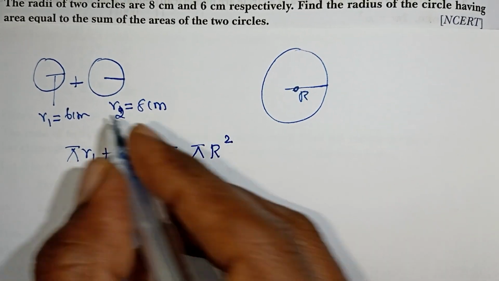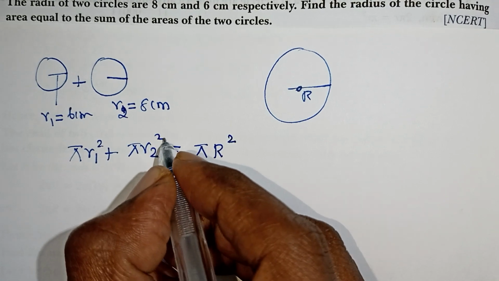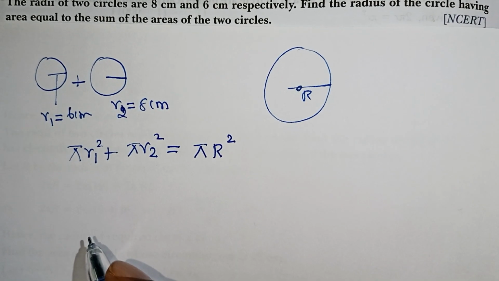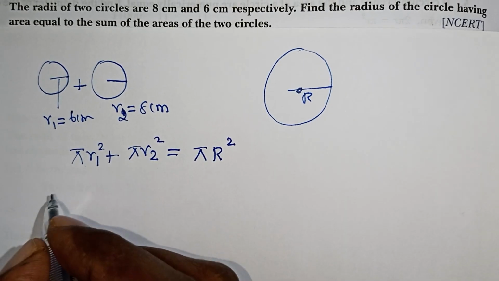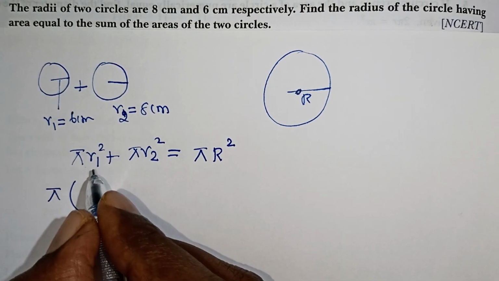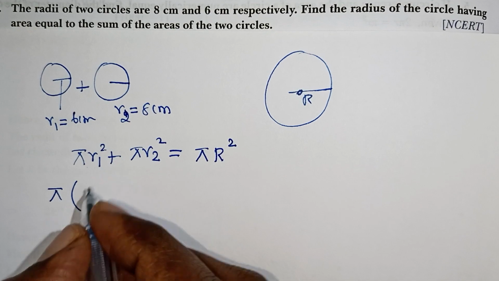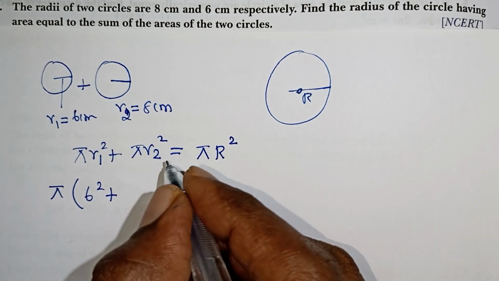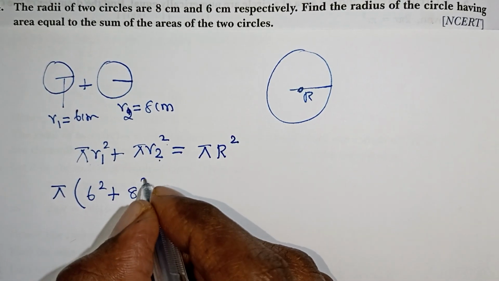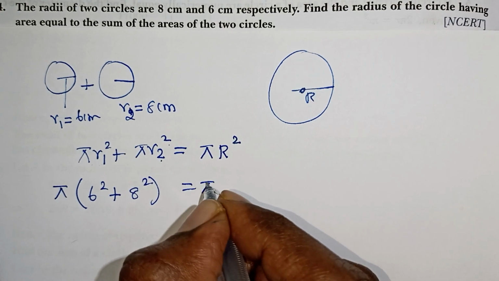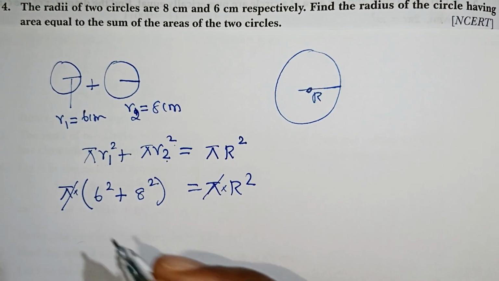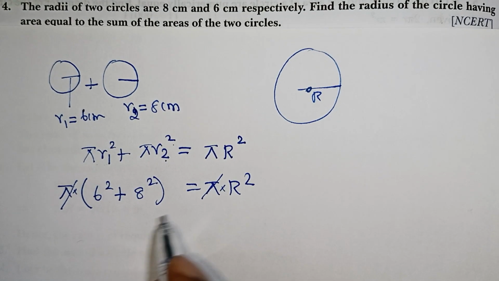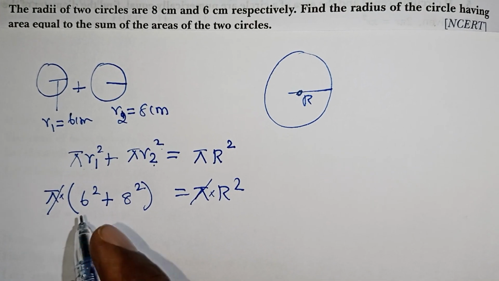Here r1 and r2 we have taken. The basic formula pi r squared is the area of the circle. Now let us take pi as a common number outside. Here we have r1 squared. R1 is 6, so 6 squared, and here r2 squared, we have 8, so 8 squared, which is equal to pi into capital R squared. This pi will get cancelled. Otherwise you can take this pi to the denominator and cancel it.